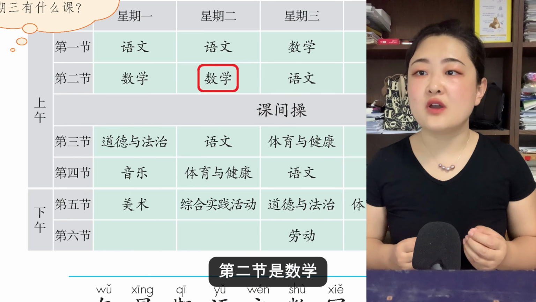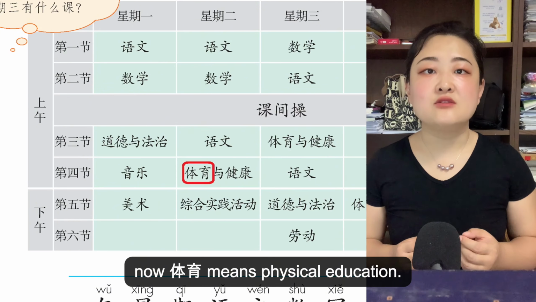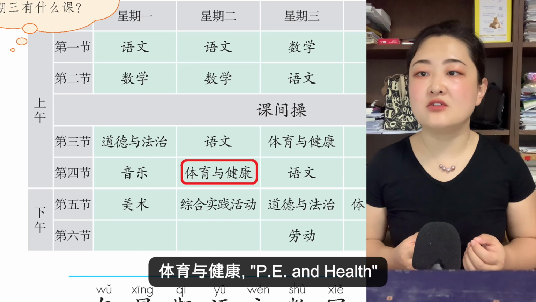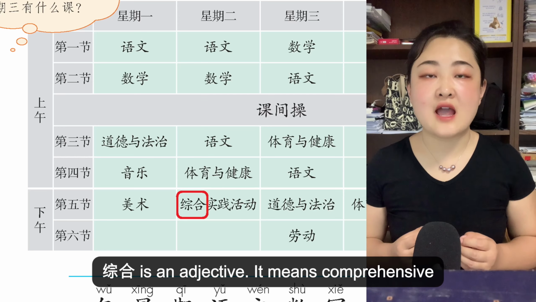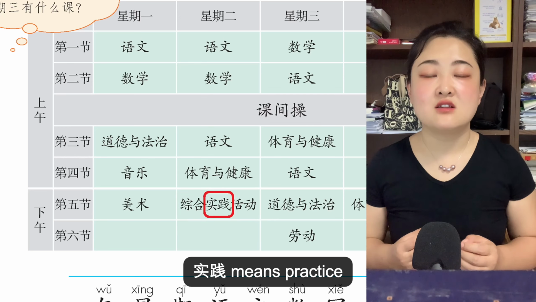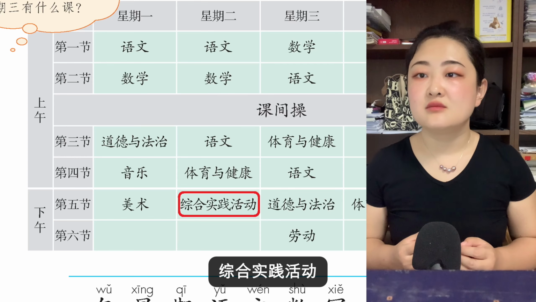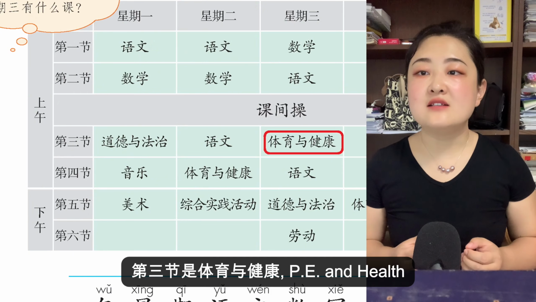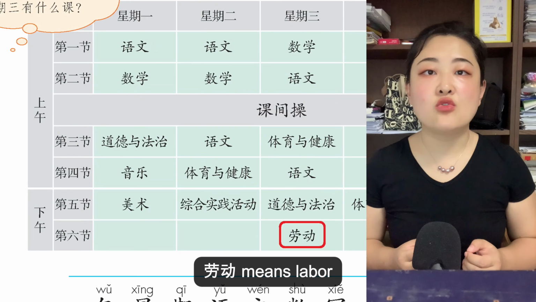第二节是数学. 第三节又是语文. 第四节是体育与健康. Now 体育 means physical education, 健康 means health. 体育与健康 PE and health. 星期二的第五节是综合实践活动. 综合 is an adjective, it means comprehensive. 实践 means practice. 活动 means activity. 综合实践活动. And then on Wednesday, 星期三，第一节是数学，第二节是语文，第三节是体育与健康 PE and health，第四节是语文，第五节是道德与法治，第六节是劳动，劳动 means labor.